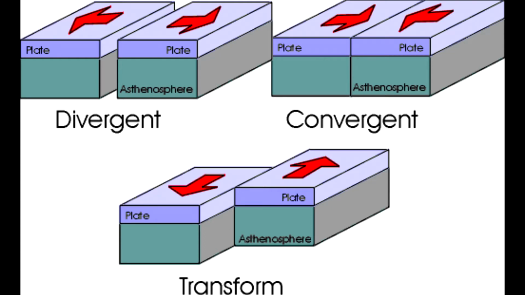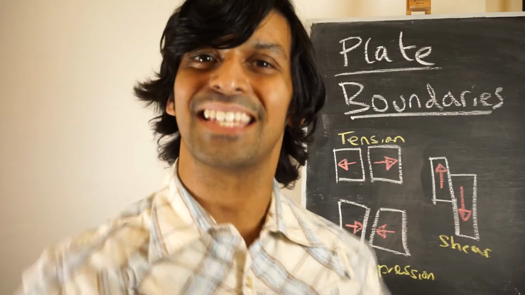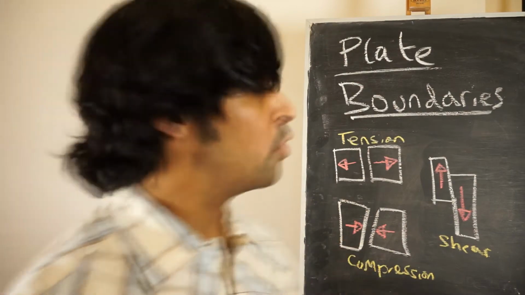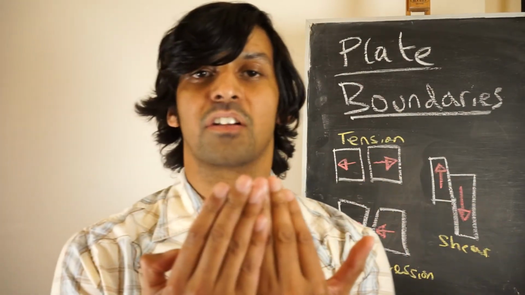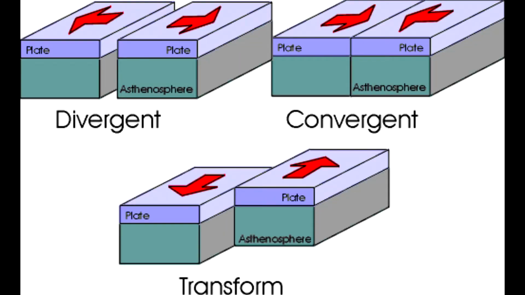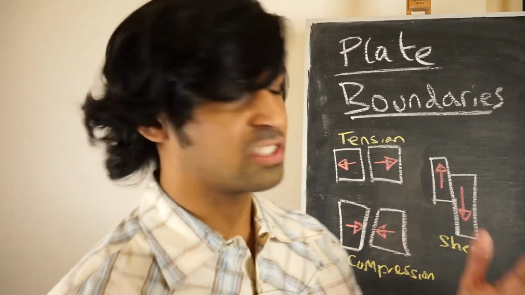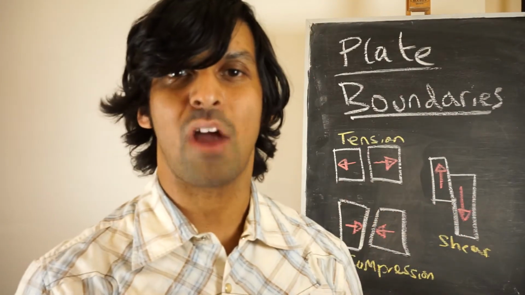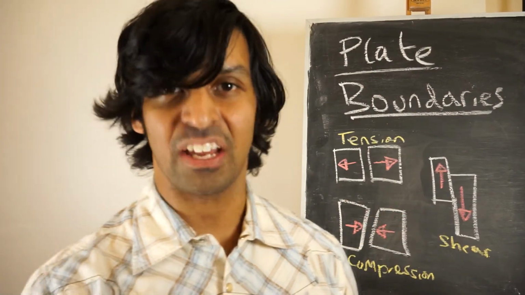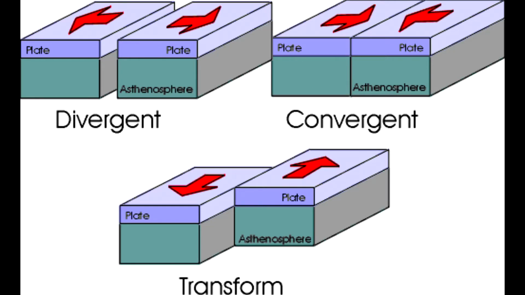So divergent, which moves apart. The force that is applied to it, because it's being pulled apart, is a tension force, which is why I've written tension up here. Plates which move together, these are called convergent plates. And the force which is pushing them together is a compression force. And the ones which move sliding past each other, these are called transform plates. And the force is a shear force. Okay, so one thing you've got to do, you've got to learn those words.